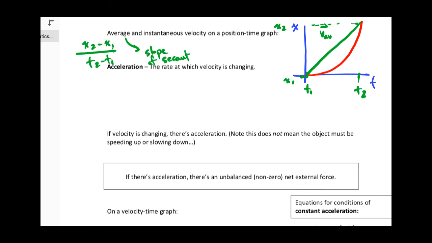If I want the instantaneous velocity, I have to bring those points closer and closer together until they touch. And if you imagine sliding this one left and sliding this one right, you will eventually end up with a tangent like that. And the slope of the tangent is the instantaneous velocity.